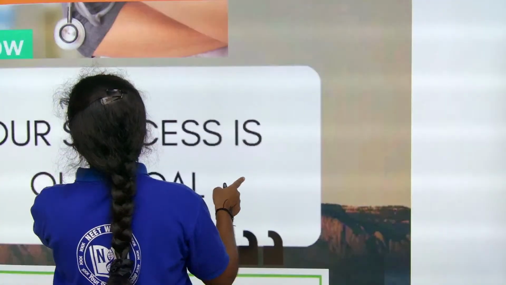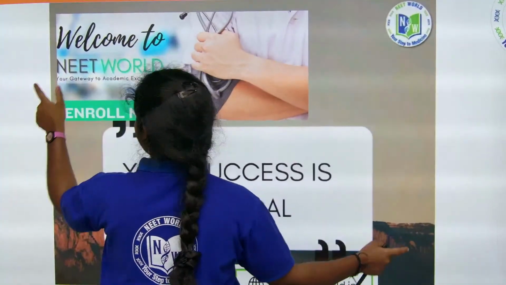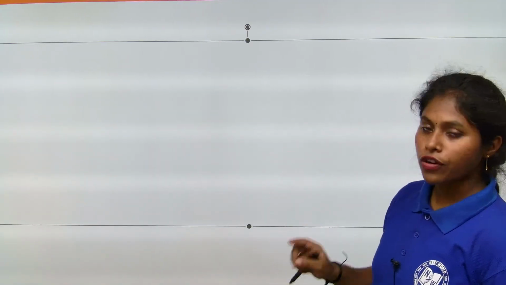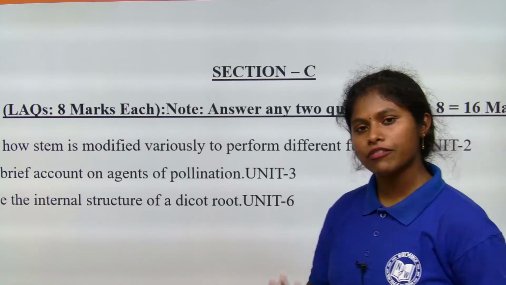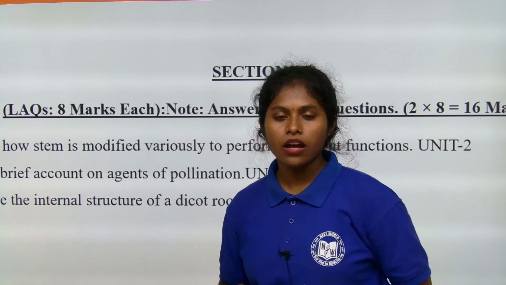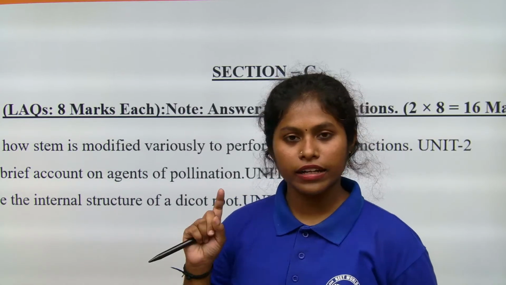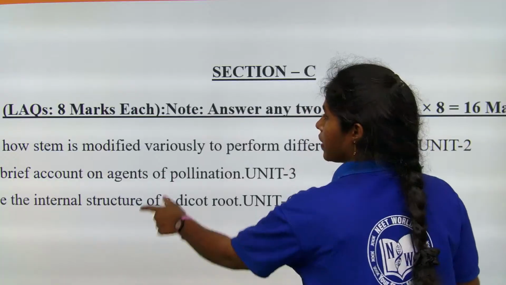For the TS people, they gave the stem modification. So out of 3, from the Morphology of Flowering Plants, you definitely have to read the root, stem, and also inflorescence. From these 3 questions, you definitely get one from your upcoming board exams.